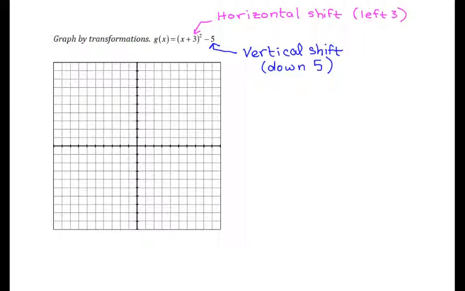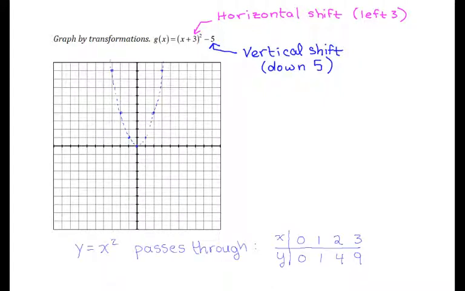The way I'm going to draw this graph is to start with my knowledge of what the graph y equals x squared looks like. The graph of y equals x squared is this parabola that I've dashed in, and it passes through the points (0, 0), (1, 1), (2, 4), and (3, 9). It has symmetry, so we only need exact points for one side of the parabola.